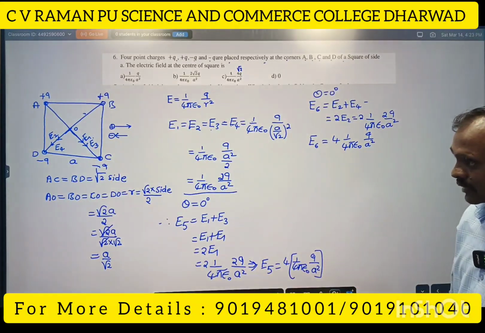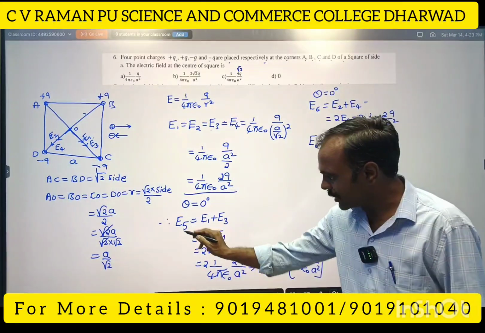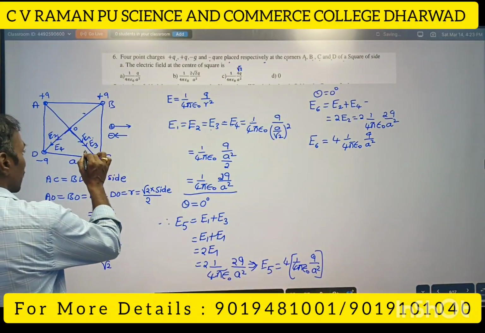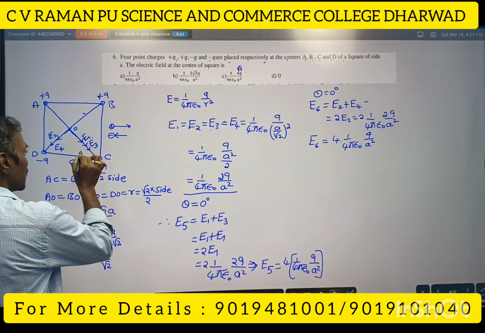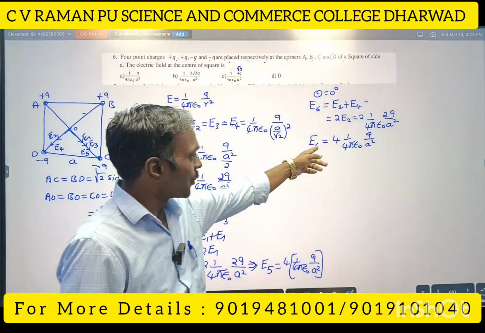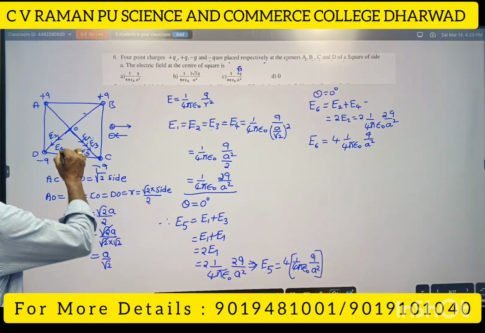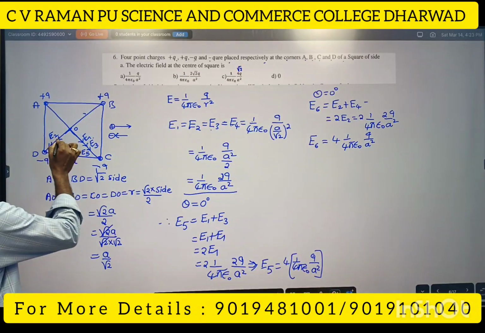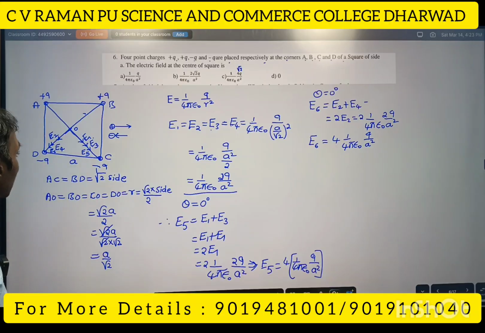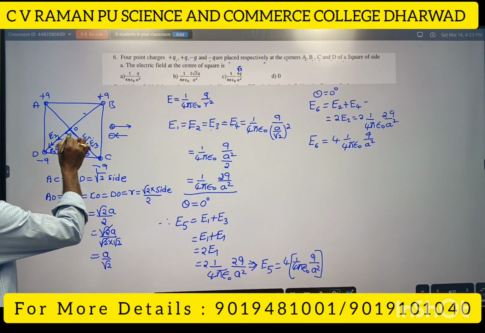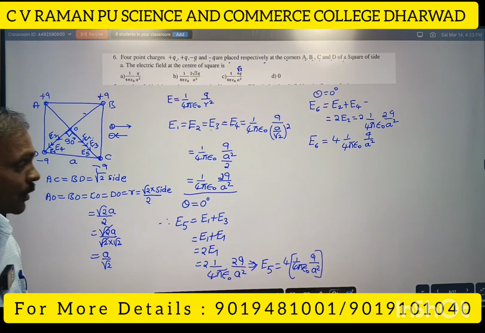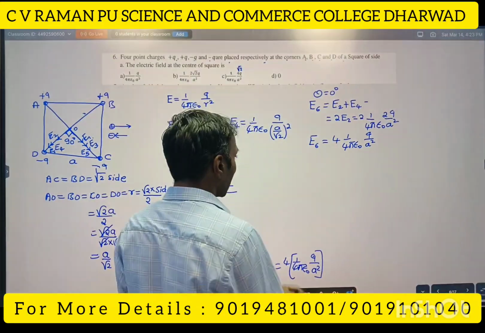So this is E6. Now what is the direction of E5? The direction of E5 is the same as the direction of E1 or E3. This is the direction of E5. Now what is the direction of E6? The direction of E6 is the same as the direction of E2 or E4, which is E6. Now see, what is the angle between E5 and E6? It is 90 degrees.